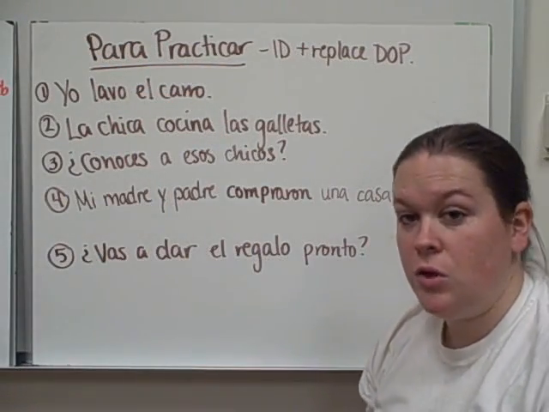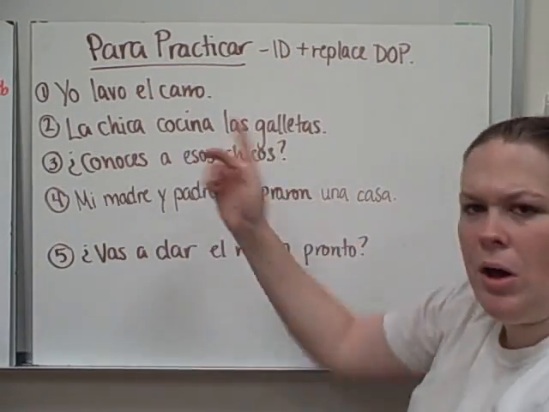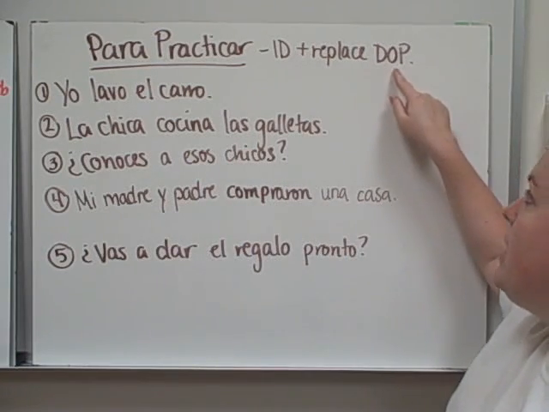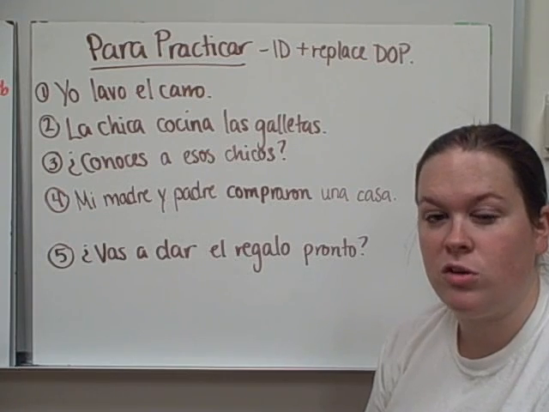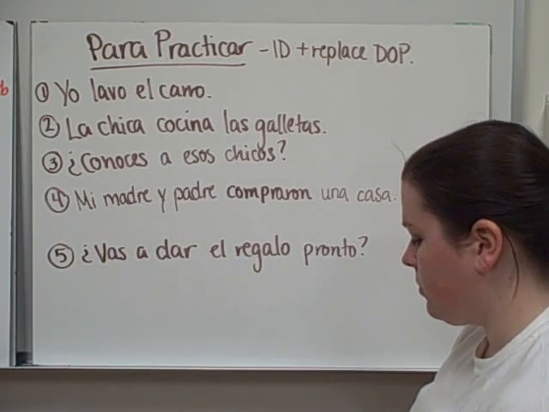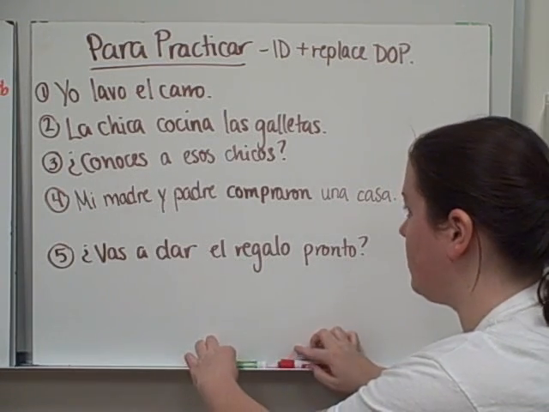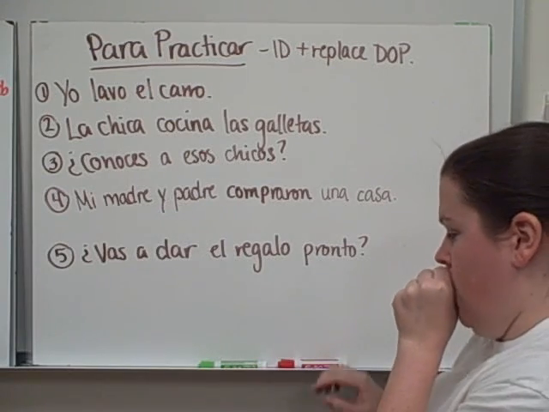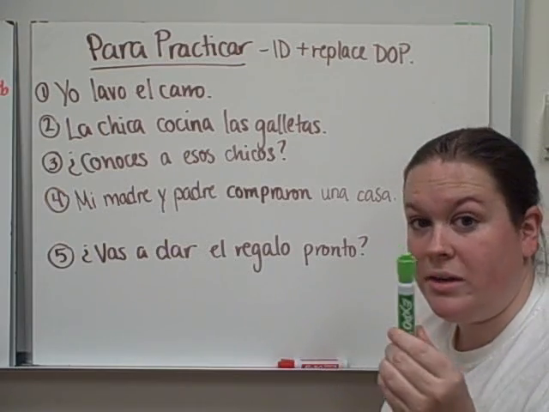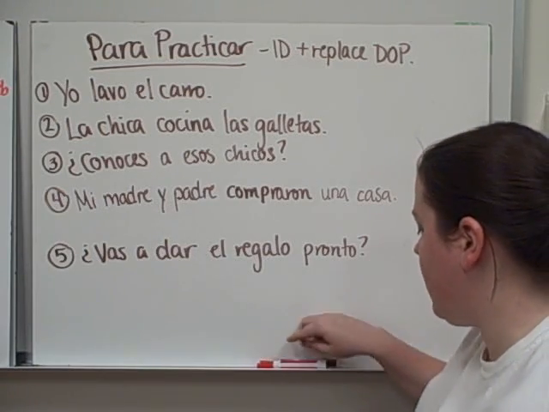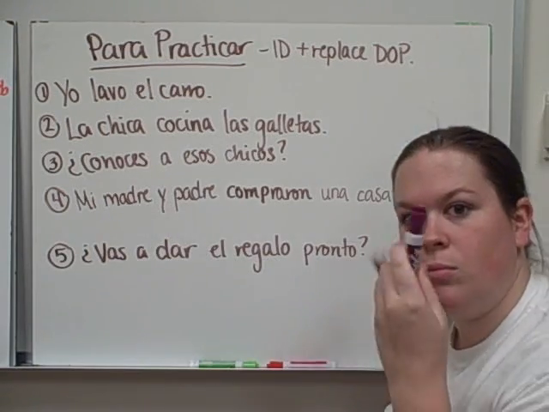Here's some practice for you. Please identify, so underline or circle, and then replace with the direct object pronoun. Please pause the video to complete these sample questions. All right, green is going to be our direct object pronoun here, and the rest I can write in purple.